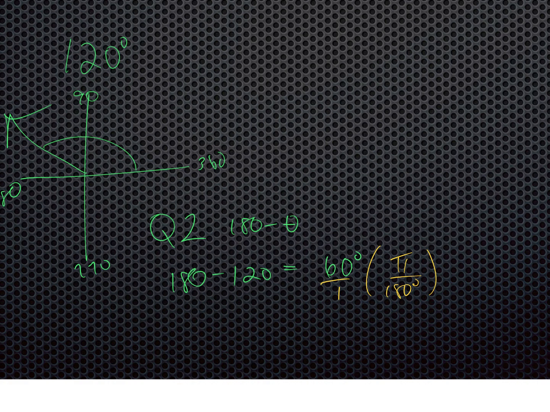Can I simplify here? 60 goes into 60 one time, right? 60 goes into 180 how many times? 3 times. So what is my reference angle? Pi over 3. Question. Elliot.